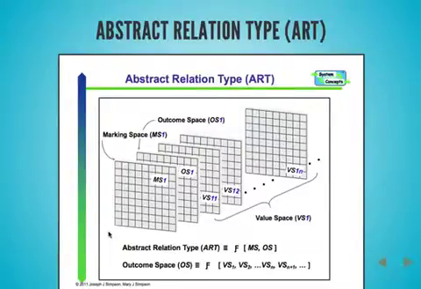The abstract relation type, which is developed by the authors, essentially has three primary areas: a marking space, an outcome space, and a value space. Each of these spaces can have one or more matrices associated with them, or other subspaces, and they're used to encode specific types of information. In this case, we're going to be encoding the factual and formal truth in the marking space matrix. We'll have one matrix, in the marking space, and that's what we'll be focusing on at this time.